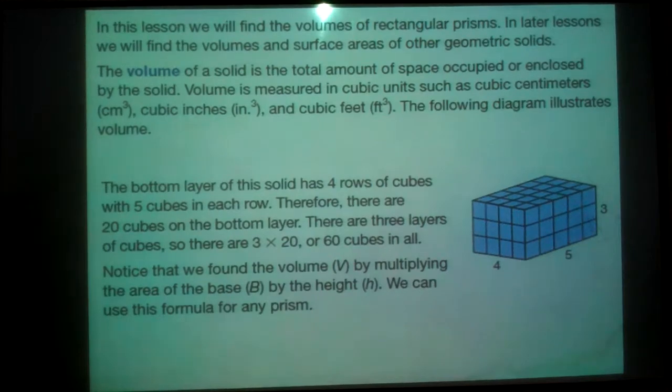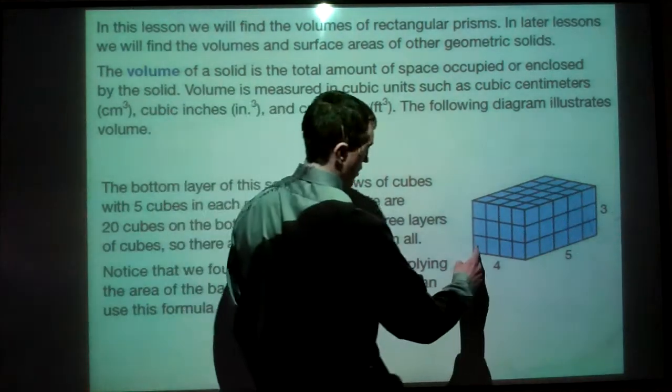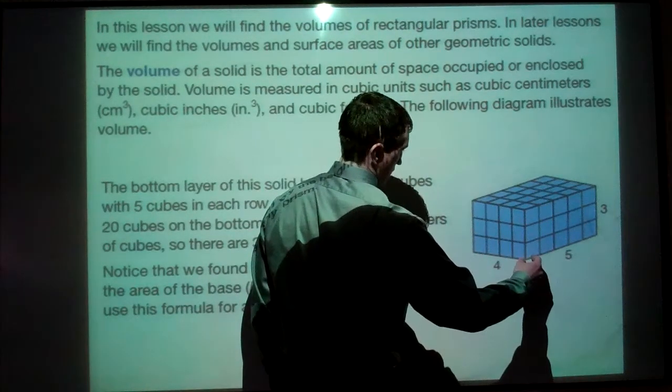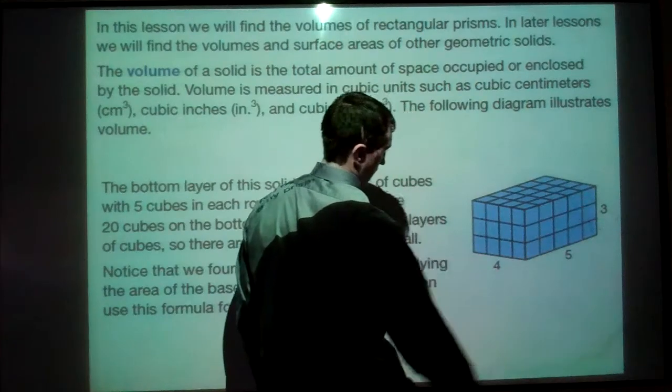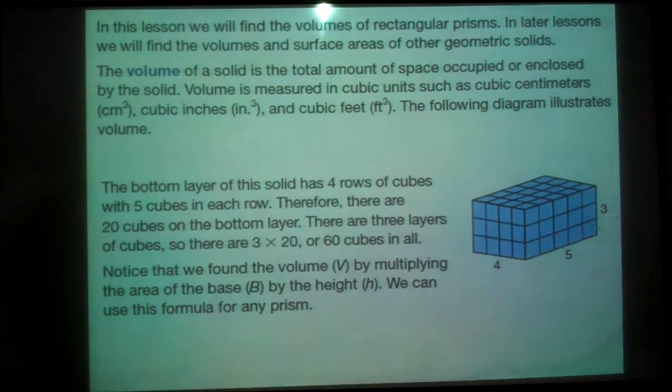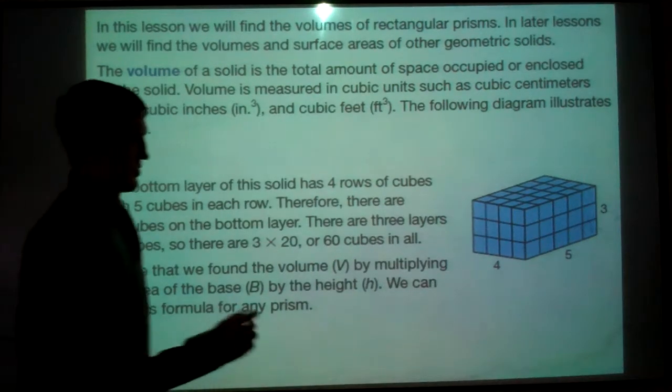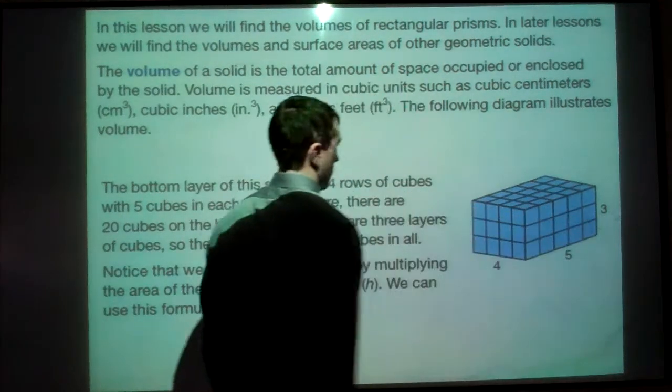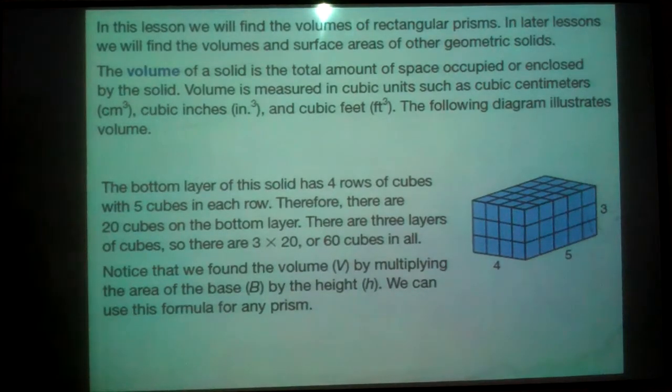Alright, so if we look at this rectangular prism here, the bottom layer of the solid has 4 rows of cubes with 5 cubes in each row. So 4 rows and then 5 cubes in each of those rows. Okay? And there are 3 layers of cubes because the height is 3 cubes tall. Alright, so there are 3 times 20 or 60 cubes in all.